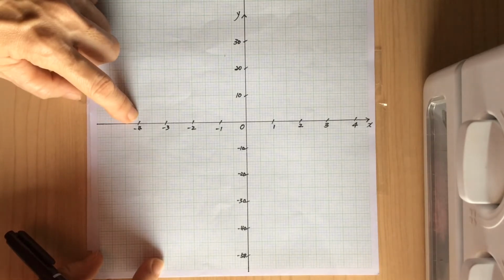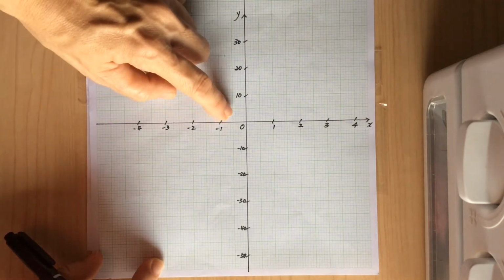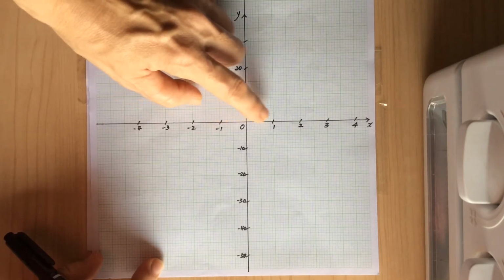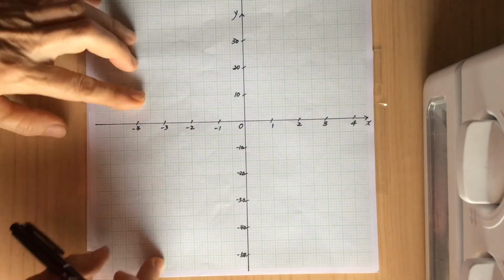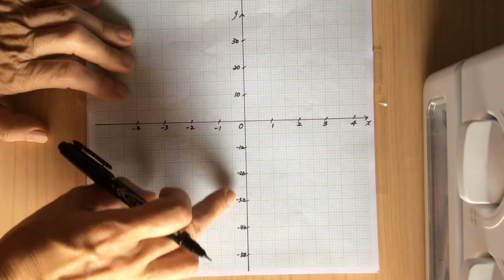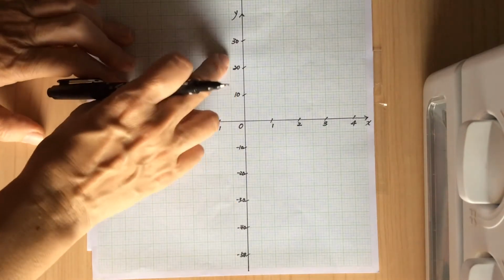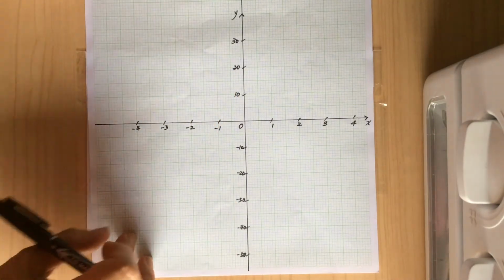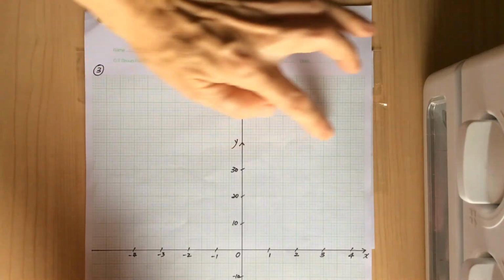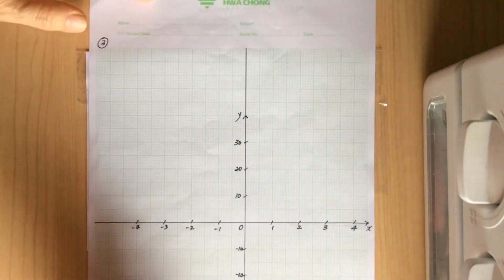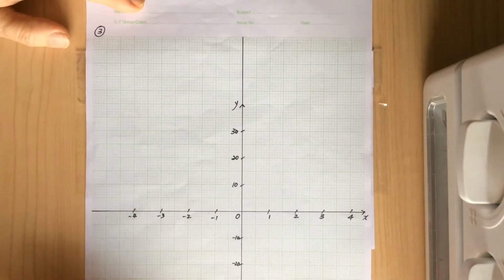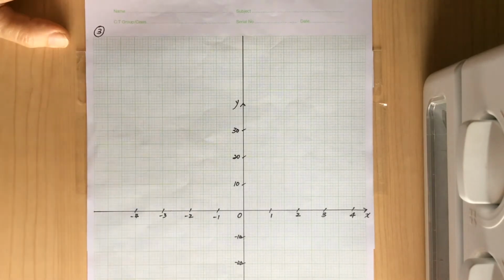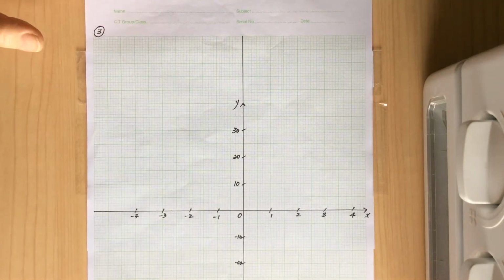For x, I mark negative 4, negative 3, negative 2, negative 1, 0, 1, 2, 3, 4. Whereas for the y, negative 10, 20, 30, 40, 50, and 10, 20, 30. So you can see that actually this part here, we can write our answer. Okay, so I'm going to mark the intervals, mark the points.